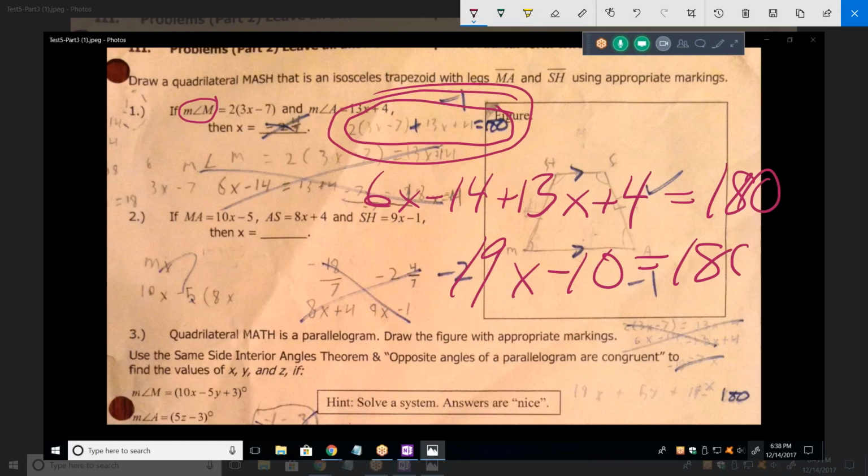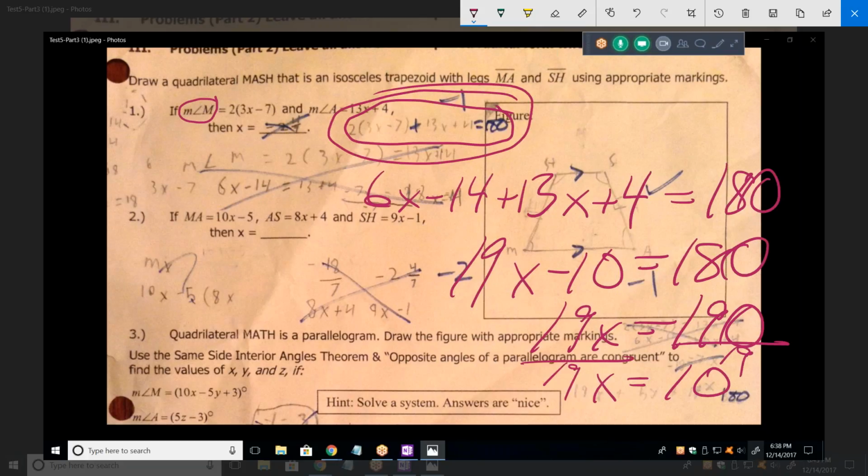Good. Next line. So then 19x is equal to 190. And so then x is equal to 10. In other words, I'm going to divide both sides by 19. Okay. So x equal to 10.